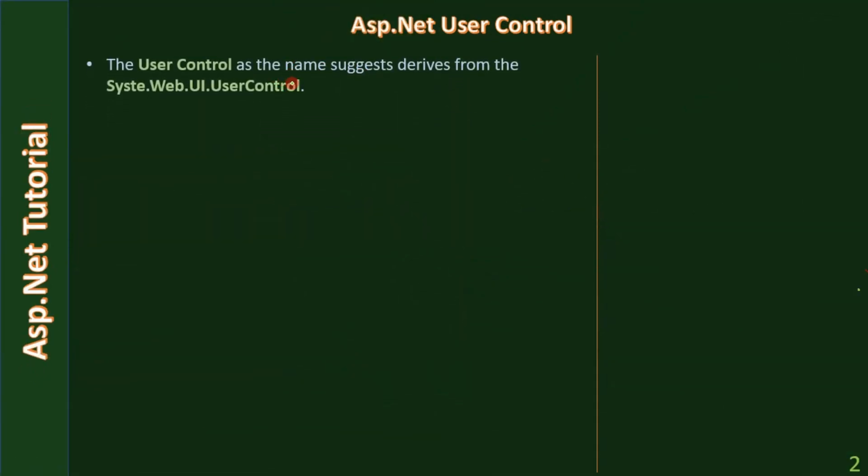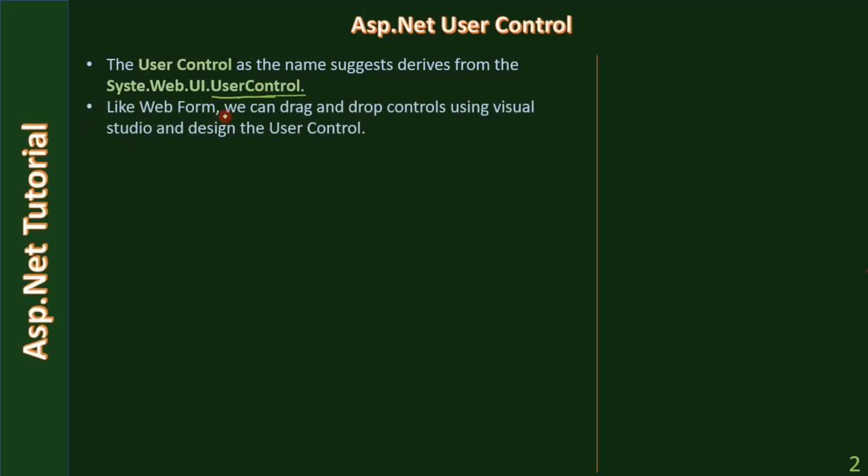The user control, as the name suggests, derives from System.Web.UI.UserControl. Like a web form, we can drag and drop controls using Visual Studio and design the user control. So you can simply think of it as a web form, and you can place n number of standard controls, and those controls together form the user control. So just like your web form, if this is the user control you are designing, you can drag and drop n number of controls, right? So this is a checkbox, combo box, and a label. Let's say this is a text box, right? So all these together form the user control.